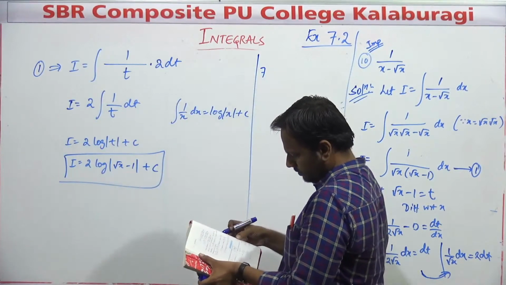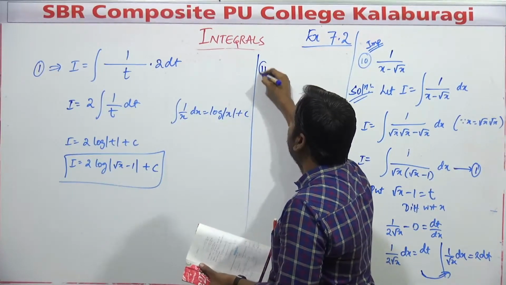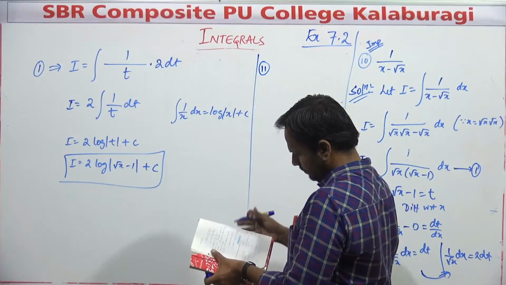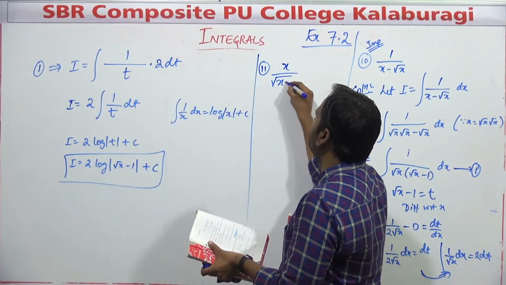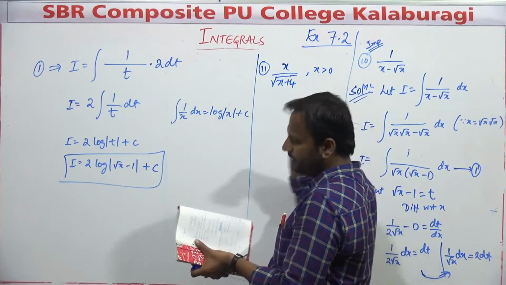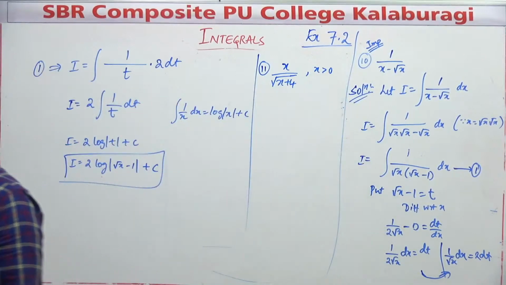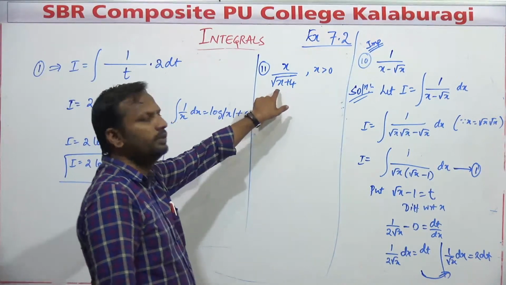Just the 11th one. 11th problem, students. Integrate x divided by root of x plus 4, where x is greater than 0. This is the condition we have put. Integrate x divided by root of x plus 4. This one is the integrand.